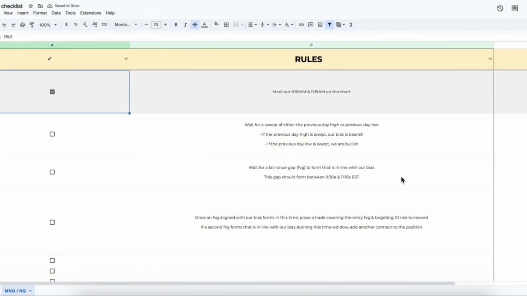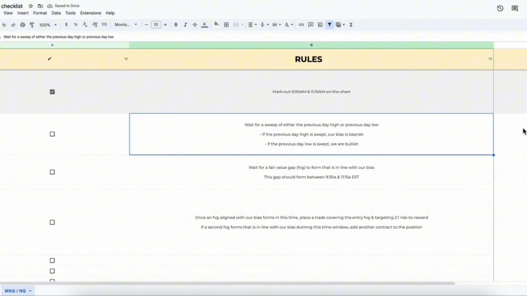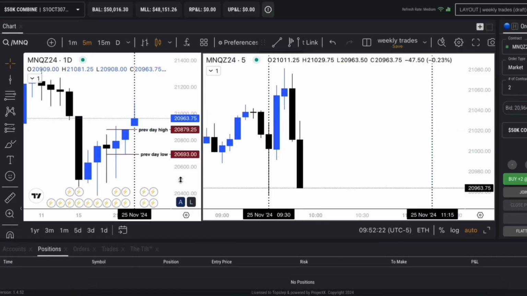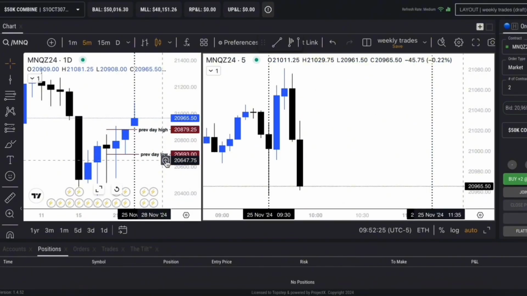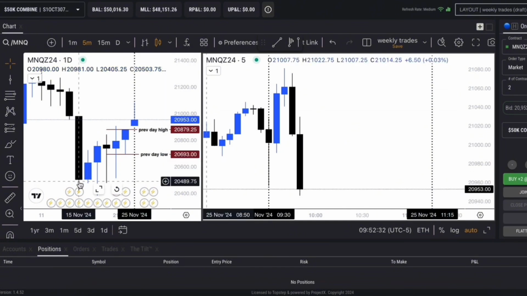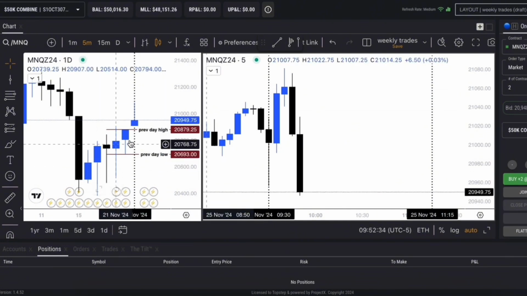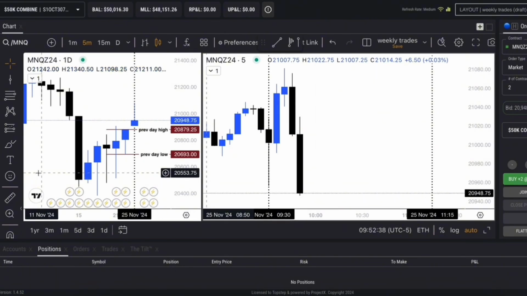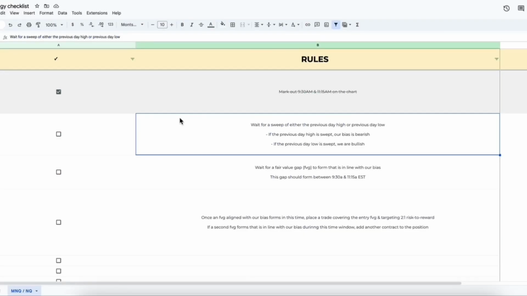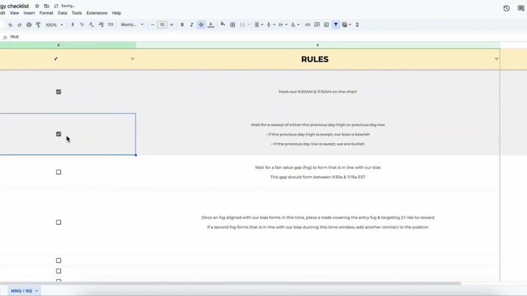Next step, wait for a sweep of either the previous day high or previous day low. If the previous day high is swept, our bias is bearish. If the previous day low is swept, we are bullish. And so coming back to Top Step, we see here, I marked out the previous day high and low here on the daily chart. Can see that today we swept the previous day high. And so that being said, our bias is bearish today. So coming back over to the checklist, we do see that the previous day high was swept, so we could check that.